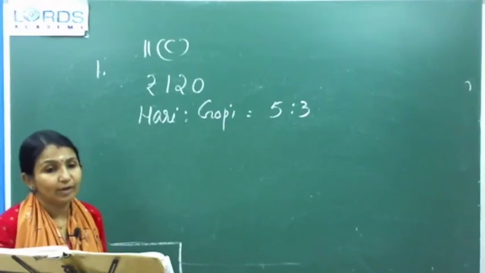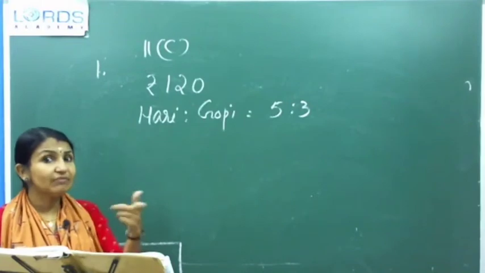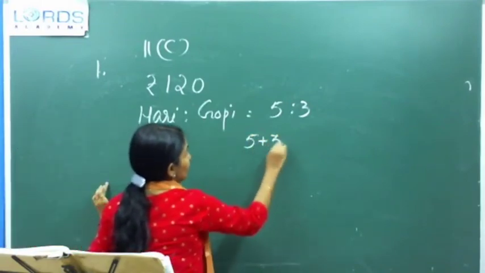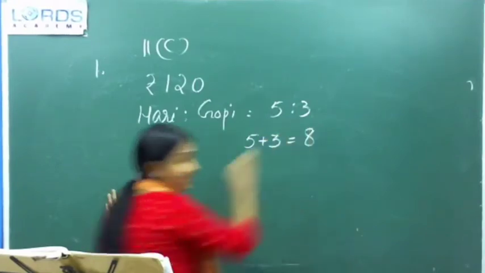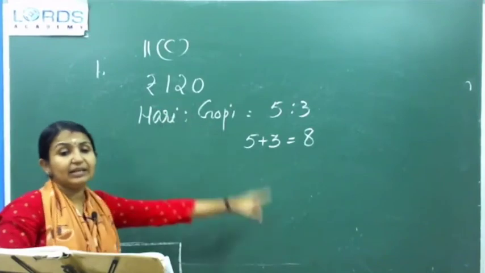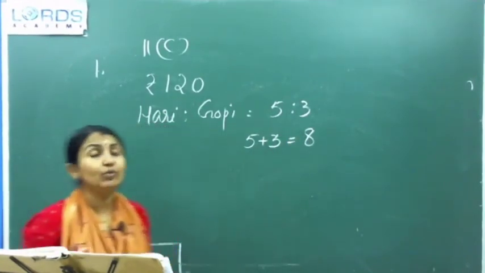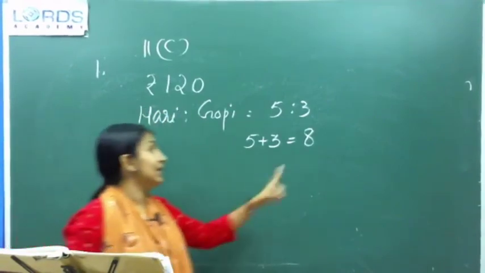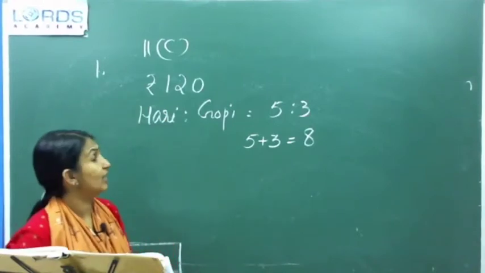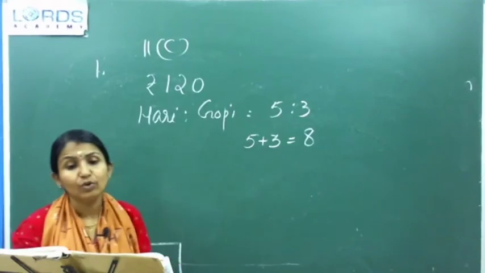Let's check how we can do it. What is the ratio? 5:3. So that ratio's sum we should find out. How can we find the ratio sum? 5 plus 3. What is 5 plus 3? It is 8. Now we can write this 120 in the given ratio, or 5 plus 3 is 8. So we have to divide this 120 into 8 parts. So in total we have 8 parts. Of that, 5 parts we can give to Hari and 3 parts we can give to Gopi.